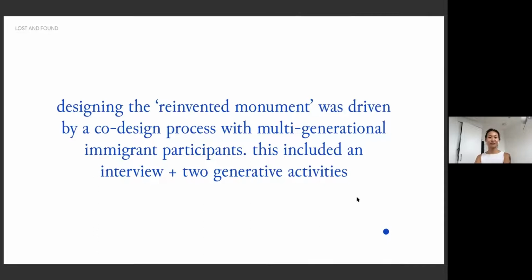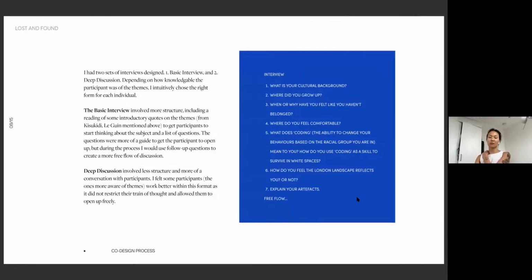Designing the Reinvented Monument was driven by a co-design process that I designed, and I did it with six multi-generational immigrant participants. It included an interview and two generative activities. So I'm going to go through how I designed the co-design process. I wanted the first part to be an interview, and I had two interview processes designed. I considered the knowledge level of each participant on the themes, and I intuitively chose which one was right for each individual.